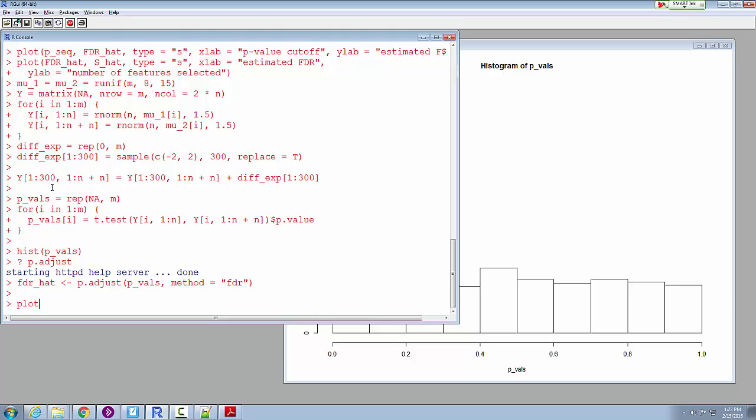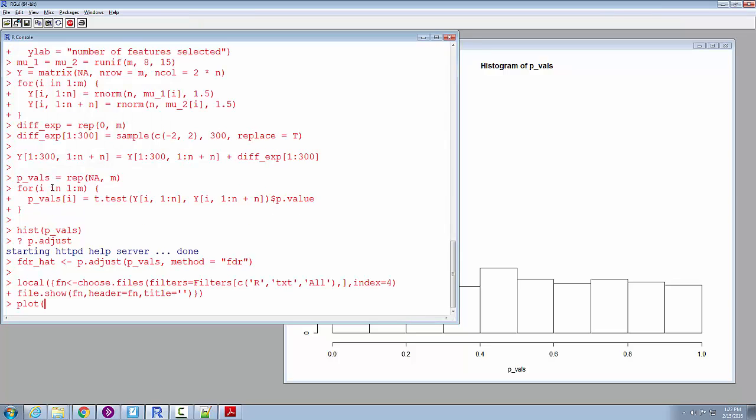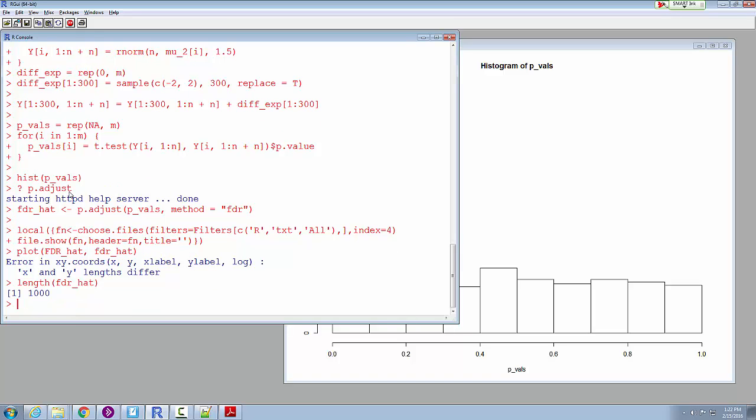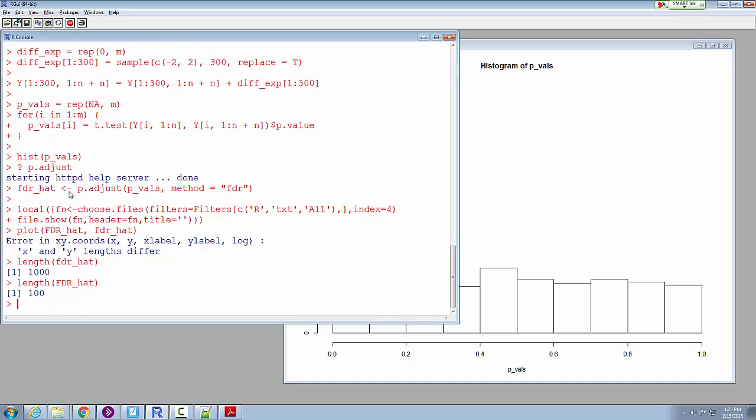And let's plot the two against each other. So FDR hat versus little FDR hat. X and Y lengths differ. Length FDR hat 1000, length capital FDR hat 100.